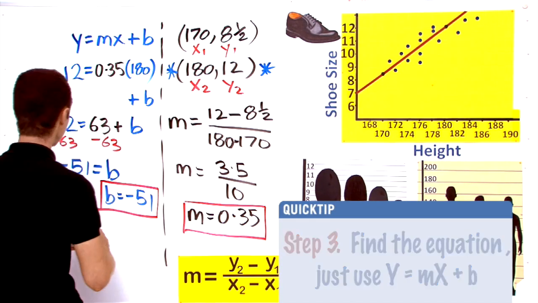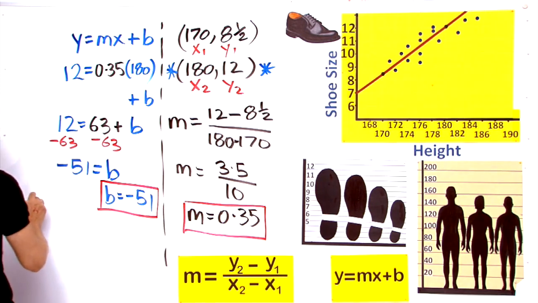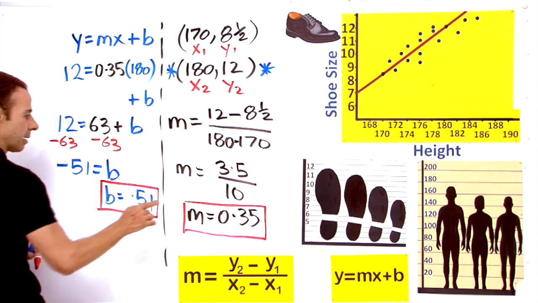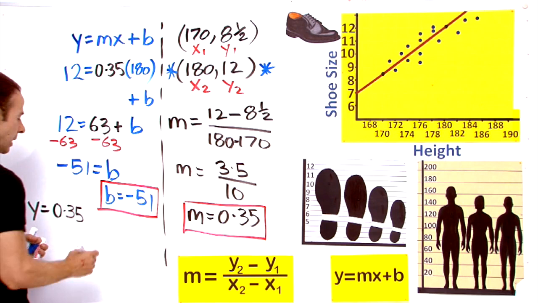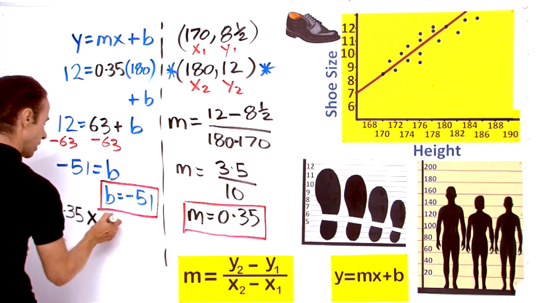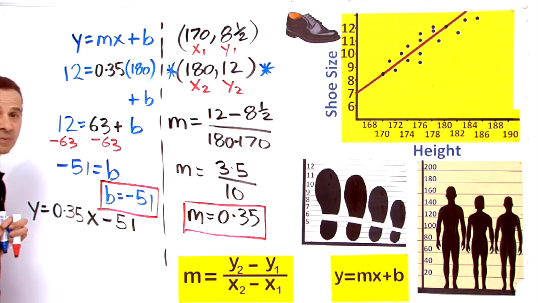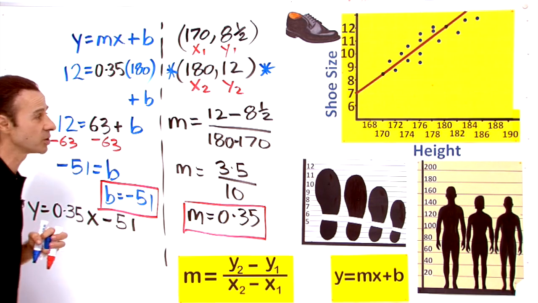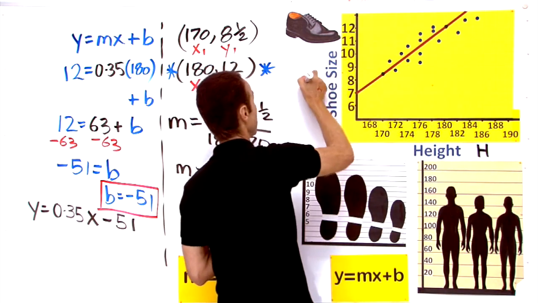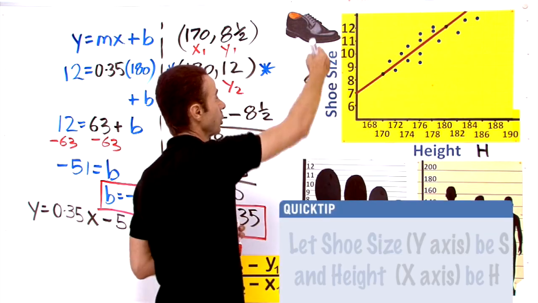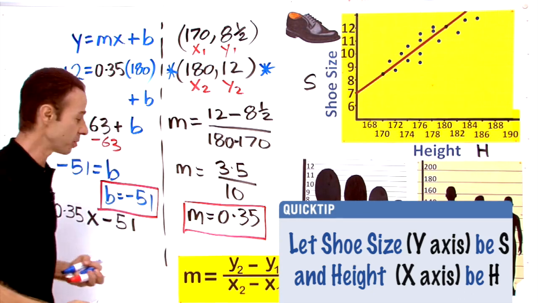So y equals m, which is 0.35, x minus 51. That's our equation. Now that's in terms of y and x. We want to put it in terms of, let's call this here h for height, and over here s for shoe size. So let's replace the vertical y with an s and the horizontal x with an h, so the formula is appropriate. So let's do that now.